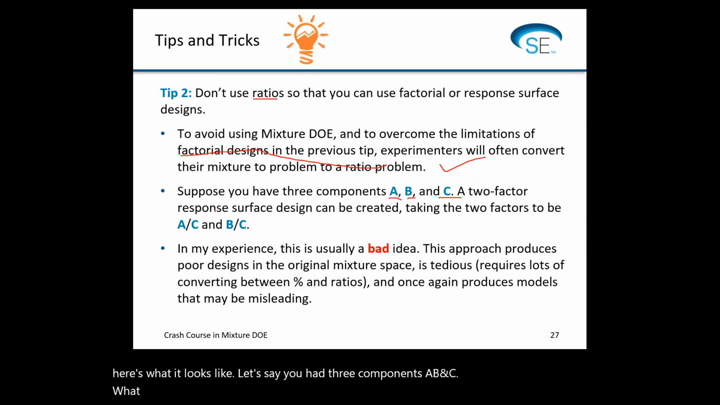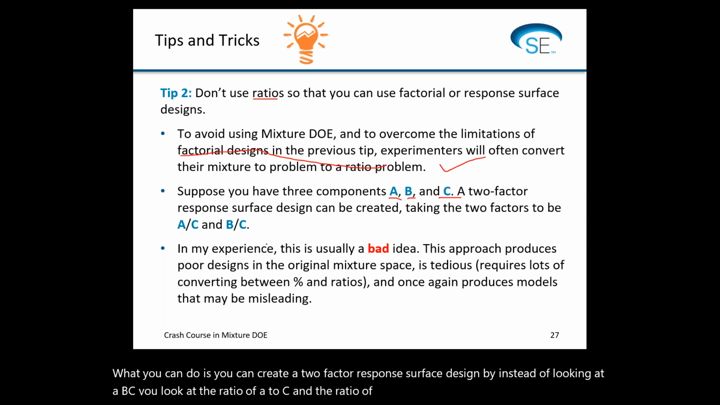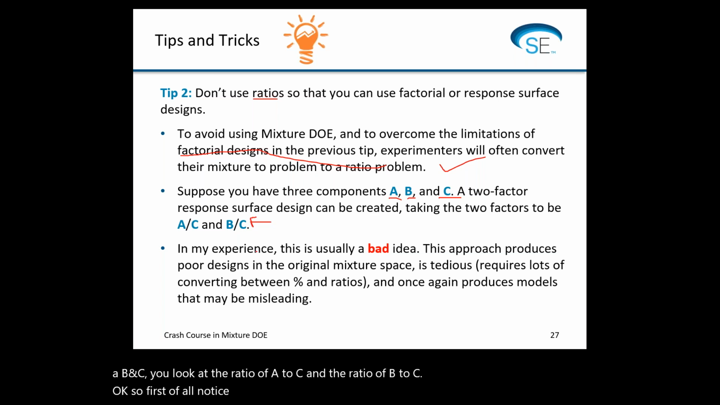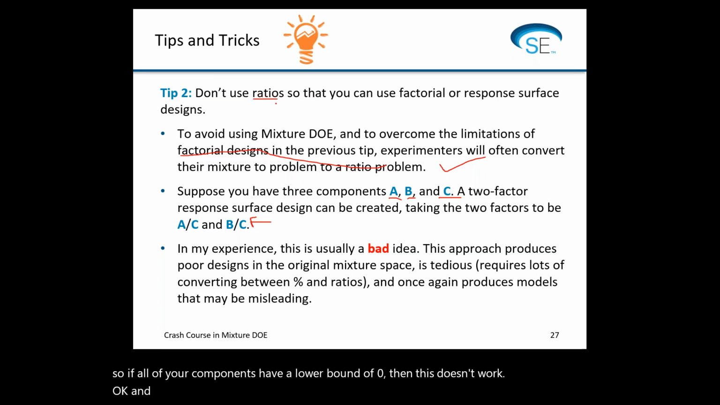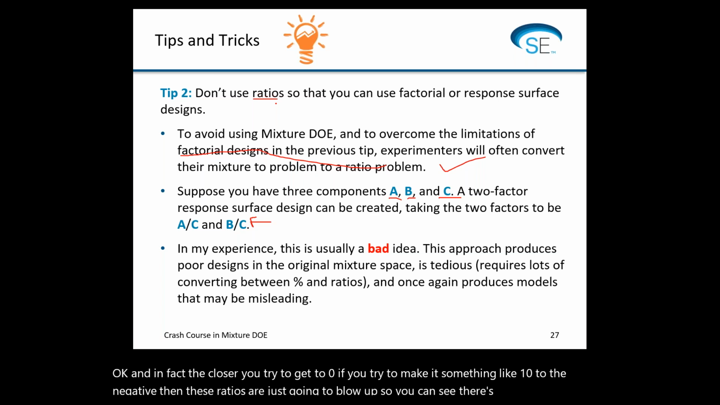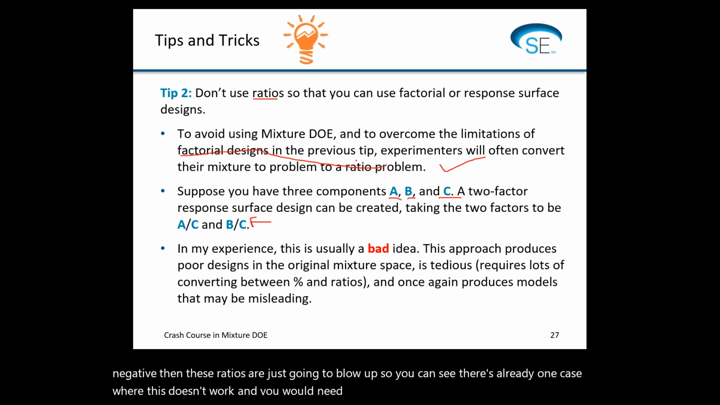What you can do is create a 2-factor response surface design by, instead of looking at A, B, and C, looking at the ratio of A to C and the ratio of B to C. First of all, notice immediately, because C is in the denominator, you can't have C go to 0. So if all of your components have a lower bound of 0, then this doesn't work. In fact, the closer you try to get to 0, say 10 to the negative 20th, the more these ratios just blow up. So you can see there's already one case where this doesn't work, and you would need a mixture design. In my experience, this is usually a terrible idea.